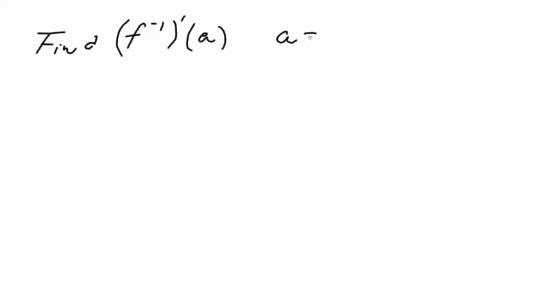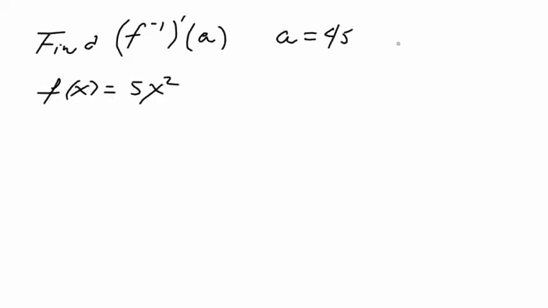We'll do that. So this is what we want to do. We want to find the derivative of the inverse of f at a, and we're given a. A is equal to 45. And we're given f of x, which I'm going to write down here. So f of x is equal to 5x squared. Okay, pretty simple, right?